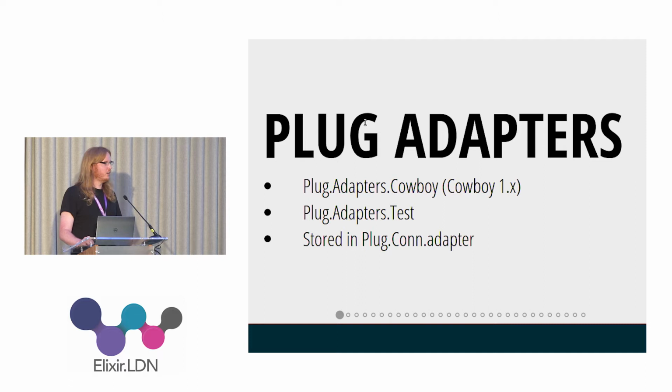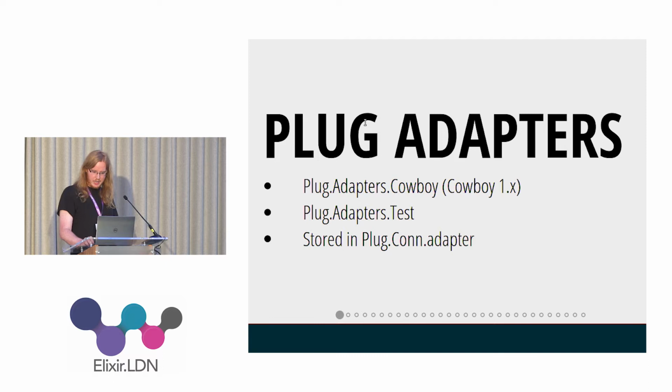No? Fine. The other adapter is a test adapter, so that allows you to perform assertions in your tests on the response body and things. So if you've used either Plug.Conn.Test or Phoenix.ConnTest, then you'll have used the test adapter. And the adapter is stored on the Plug.Conn in the adapter key so that you can use it later. Unless you're writing your own adapter, you normally won't reach for this, but it is available if you need to.